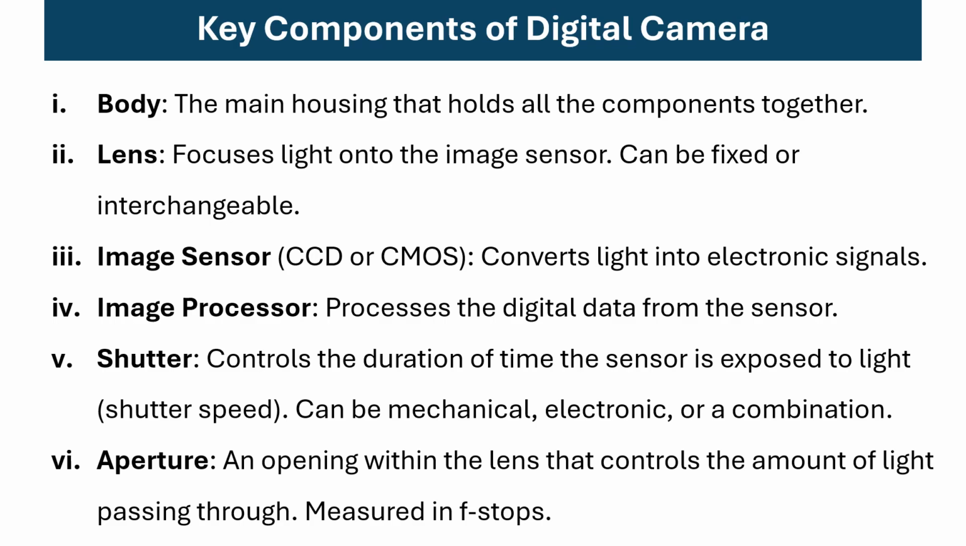We have the aperture. The aperture is found inside the lens. It's like a door, an opening within the lens that controls the amount of light passing through. It opens and closes. So if you increase or decrease the aperture, you either increase or decrease the size of that hole, the size of that door where the light is controlled, whether too much light or a small amount of light is allowed to enter the camera.